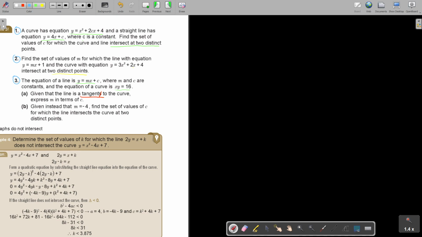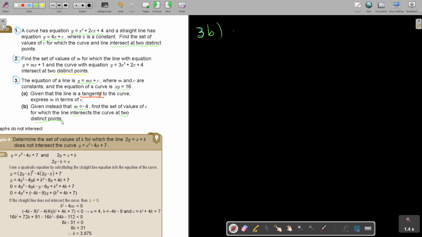Number B. 3B. Let's go for green. Given instead that m is negative 4, find the set of values of c for which the line intersects the curve in two distinct points. So this was actually a very good example of how they asked the question. They actually asked both. They asked for tangent as well as distinct points by just changing the values. Okay, this is excellent. So let's just go again to the equation.